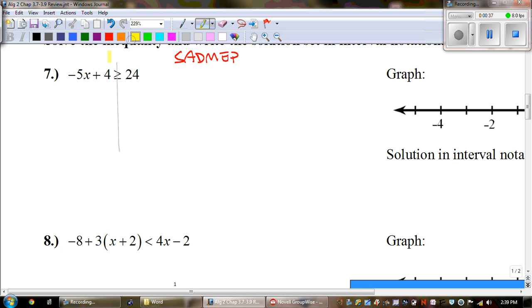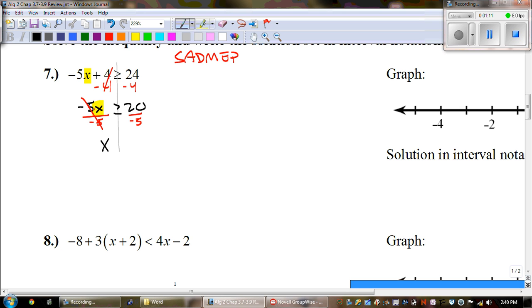So to get the x by itself, the first thing we have to do is get rid of that positive 4. So I'm going to use the inverse or the opposite operation. So we're going to subtract. And we get negative 5x is greater than or equal to 20. Now, the x is not by itself yet. We need to get it by itself. So we are multiplying by negative. So the inverse of multiplication is division.